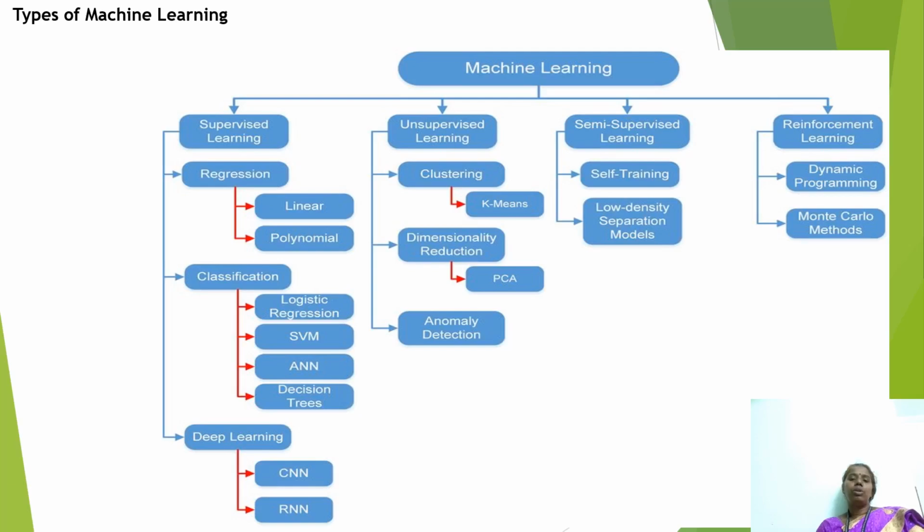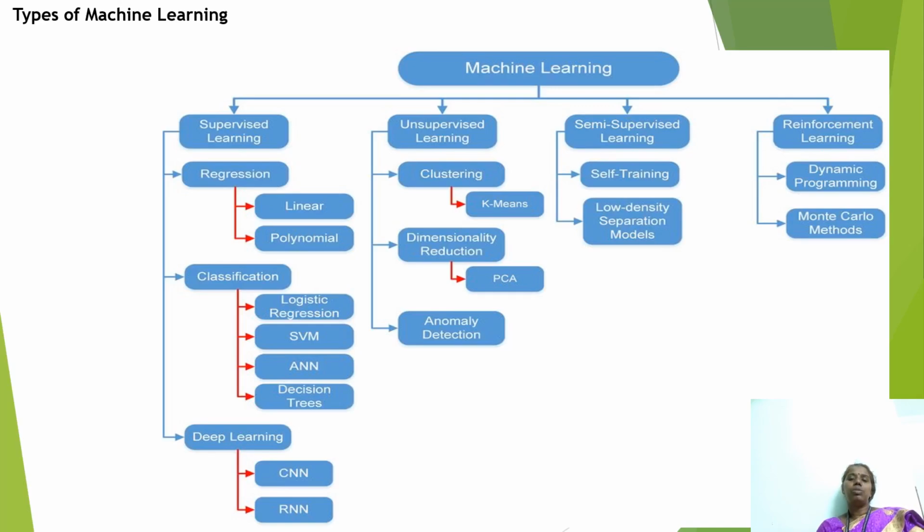And next we are going to discuss unsupervised learning. So what is unsupervised learning? Next slide we have to explain. So under unsupervised learning, we are going to see clustering, dimensionality reduction, and anomaly detection. So under clustering, we have seen the k-means clustering algorithm, and the next one PCA, dimensionality reduction explained as principal component analysis.